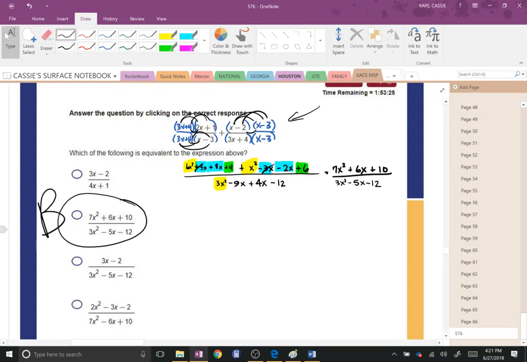I will tell you that if you get lost on these, pick a random number for x, plug it into the original problem, and do the same thing for A, B, C, and D. The one that yields the same answer as the original problem in your calculator is the one that is correct.